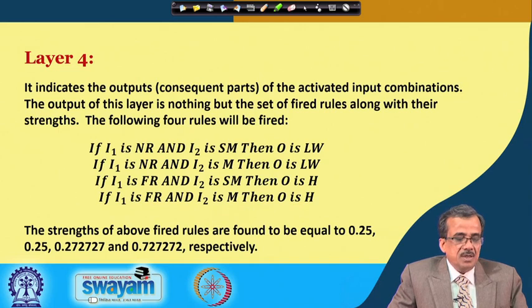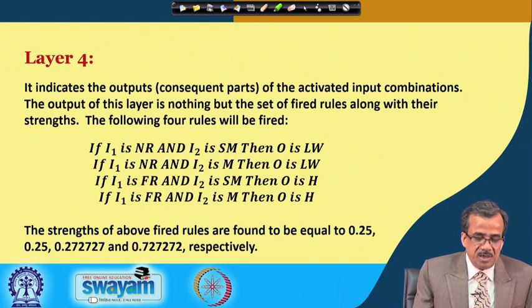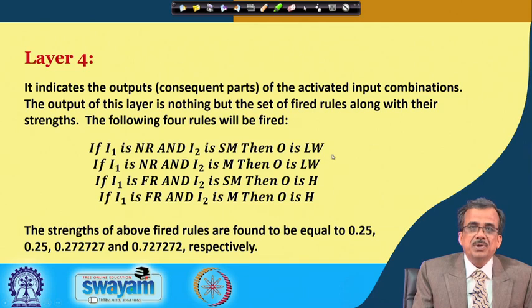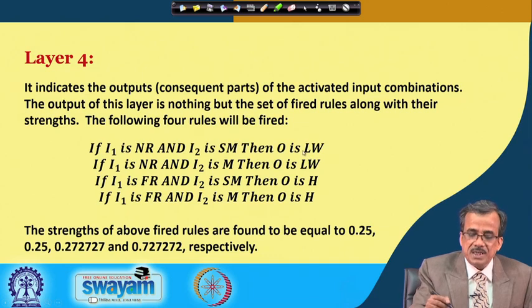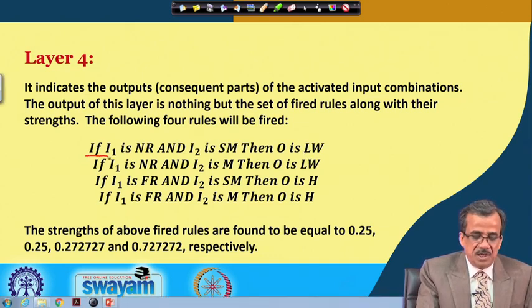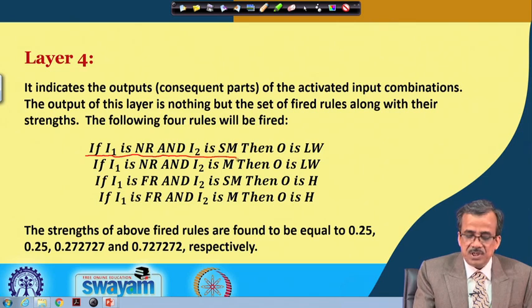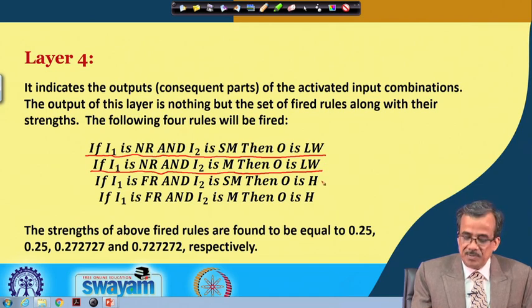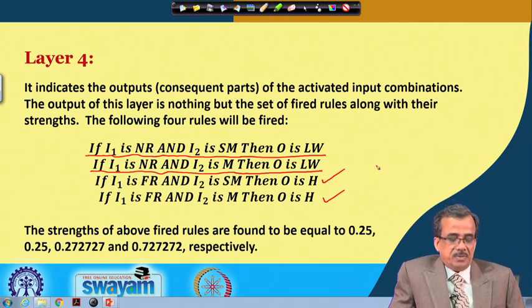Now we go for the fuzzy inference, and that is layer 4. In layer 4, corresponding to each of the fired input combinations, we know the output. For example, the first fired rule is: if I 1 is near and I 2 is small, then the output is low. Similarly, the second fired rule: if I 1 is near and I 2 is medium, then the output is low. Similarly, you can also read the third rule and the fourth fired rule.